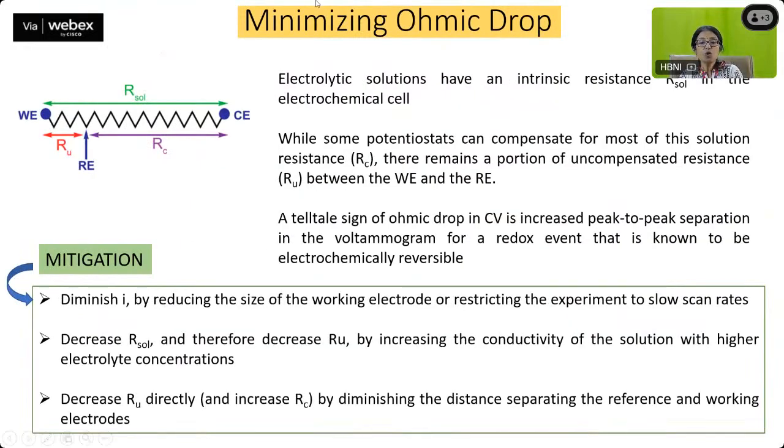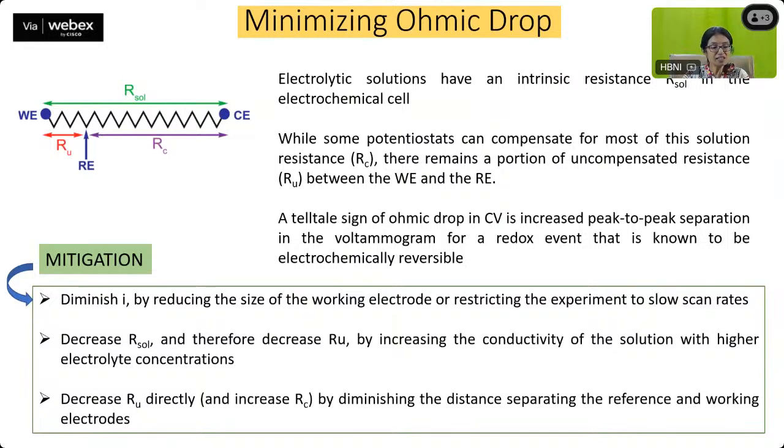So now how do you minimize the ohmic drop? Electrolytic solutions have an intrinsic resistance in the electrochemical cell. While some potentiostats can compensate for most of the solution resistance, there remains a portion of the uncompensated resistance between the working electrode and the reference electrode. A telltale sign of ohmic drop in CV is increased peak-to-peak separation in the voltammogram for a redox event that is known to be electrochemically reversible. So what happens is that when you have a voltammogram in which the peak-to-peak separation keeps on increasing, this basically shows that there is an ohmic drop happening and that you have to take care of.